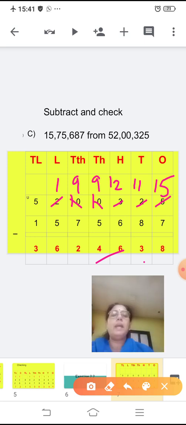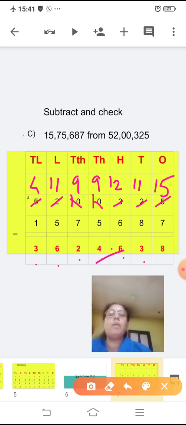Now 12 minus 6 is 6. 9 minus 5 is 4. 9 minus 7 is 2. Now from 1 you cannot subtract 5. So you will borrow from the 10 lakh place. So this will be 4 and this will be 11. Now 11 minus 5 is 6, and 4 minus 1 is 3.